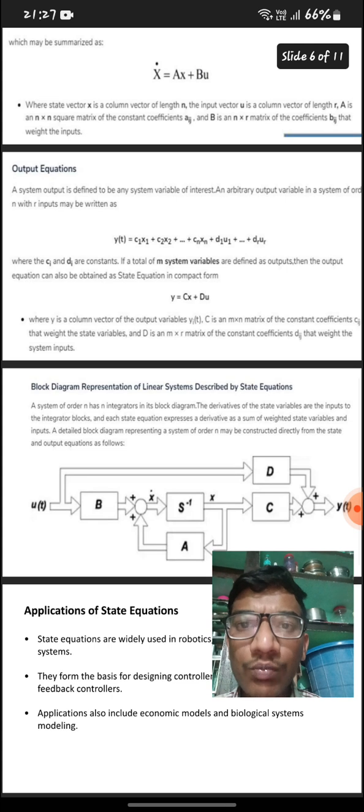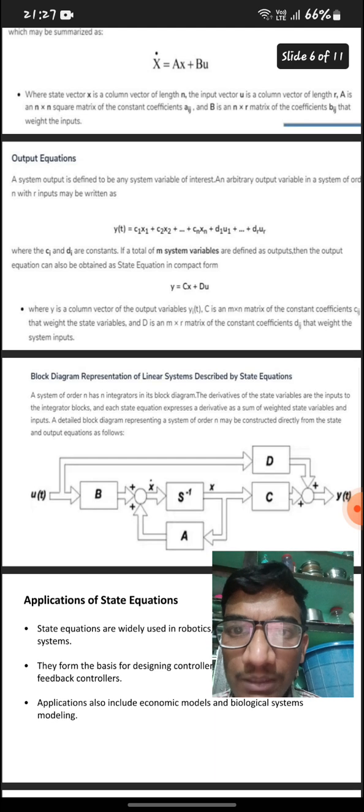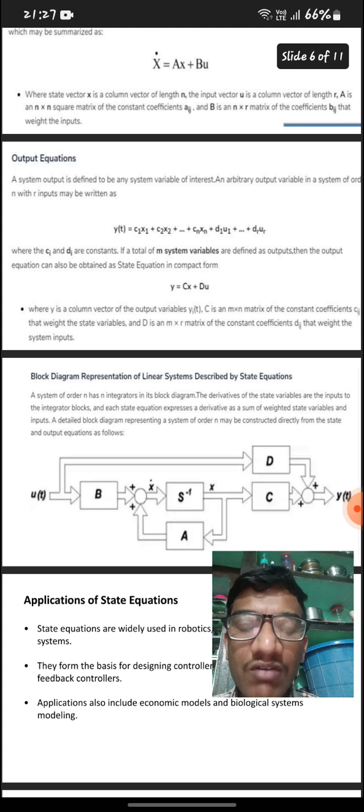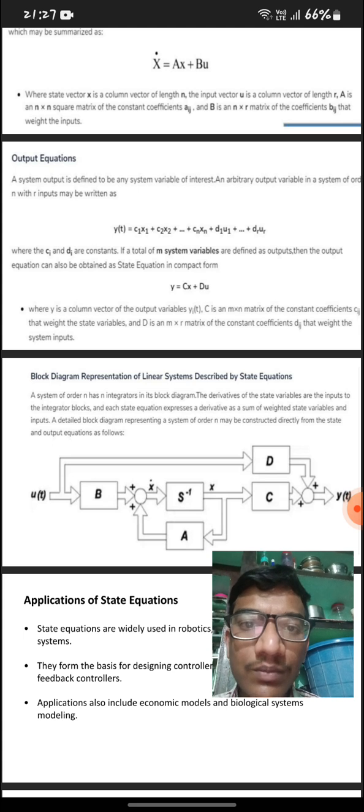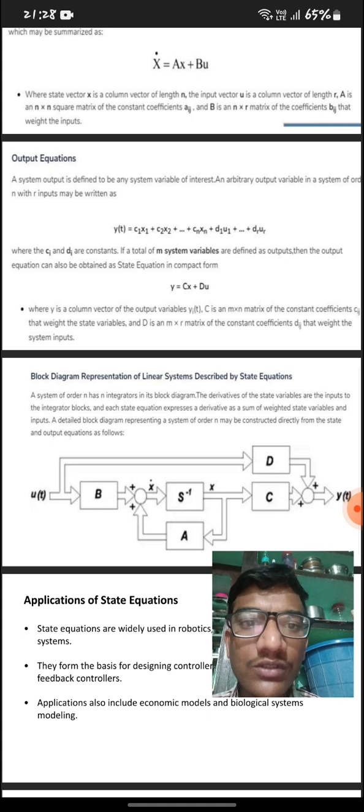And here the output equation: a system output is defined to be any system variable of interest. An arbitrary output variable in a system of order n with r inputs may be written as y of t equals c1x1 plus c2x2 and so on plus cnxn plus d1u1 and so on plus drur, where the ci and di are constants. If a total of m system variables are defined as outputs, then the output equation can also be obtained in compact form as y equals cx plus du.